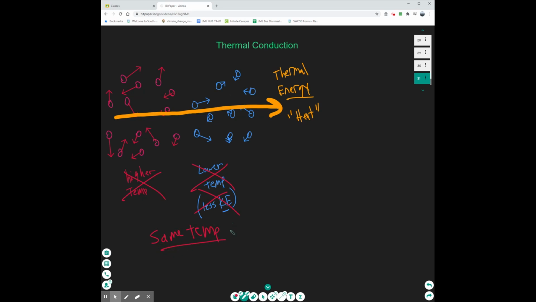If they both end up at the same temperature, then we're going to be at thermal equilibrium. There's no longer a need for energy to transfer from one side of the system to the other, or from any particles to any particles.